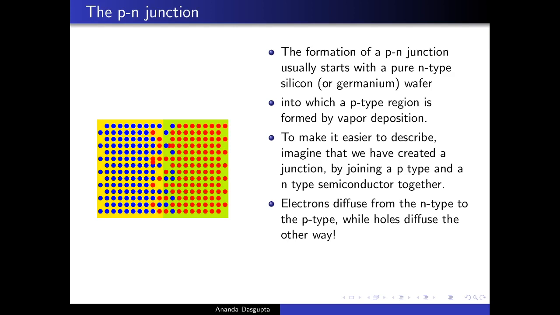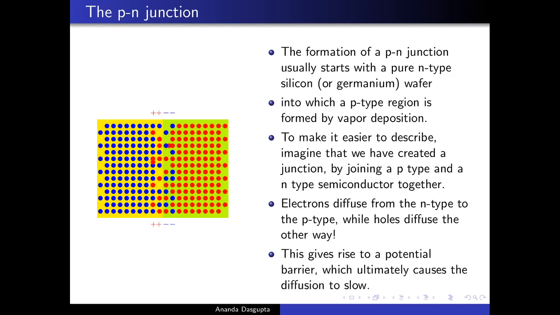As I have stressed before, electrons and holes can move, but their neutralizing agents, the impurity atoms, cannot move with them. So when the electrons shift from the N side over to the P side, the P side becomes negative as a result. Similarly, when holes diffuse from the P side to the N side, the N side becomes positive. And this gives rise to a potential barrier. So the N side here becomes positive, as is indicated by the red pluses here, and the P side becomes negative.